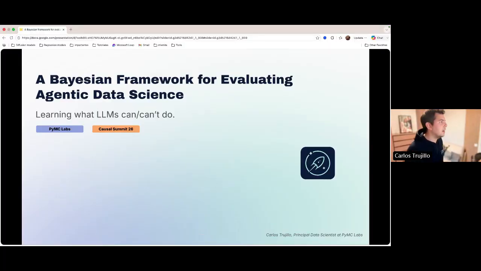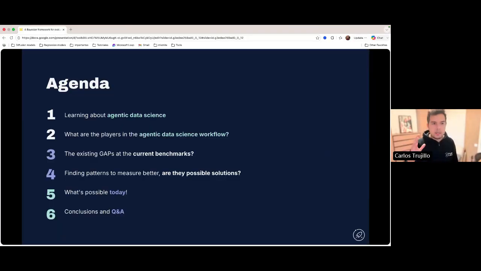As Quentin mentioned, I want to talk about a very recent work that we have been doing at PyMC. And the main idea is to start to understand what LLMs can and cannot do. So the agenda for today: I will explain a bit what we think agentic data science means, what agentic data science workflows are, and what the different players in these workflows are. What are the gaps that we find in the current benchmarks, how we address those gaps, and based on that, what do we find possible today? And if we have time, maybe we can have some Q&A.